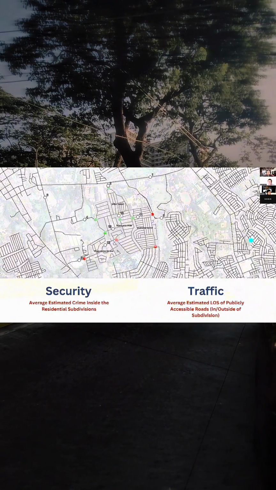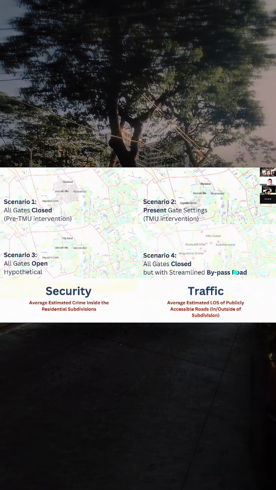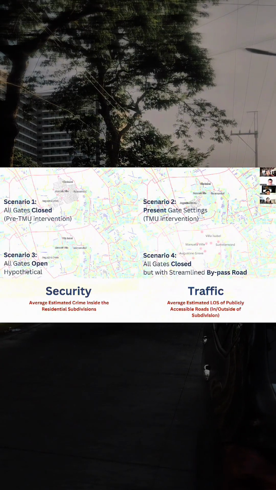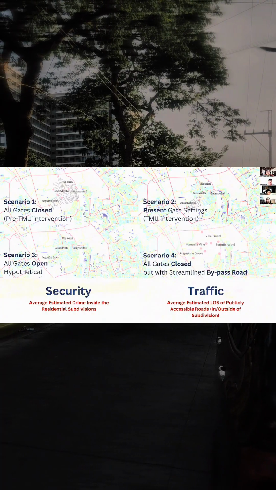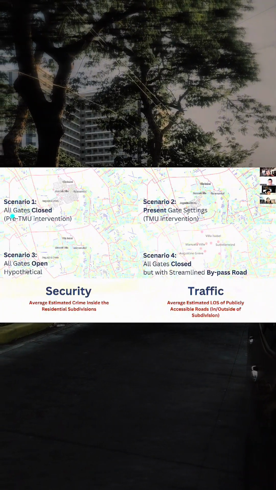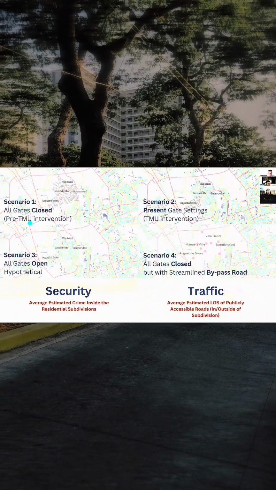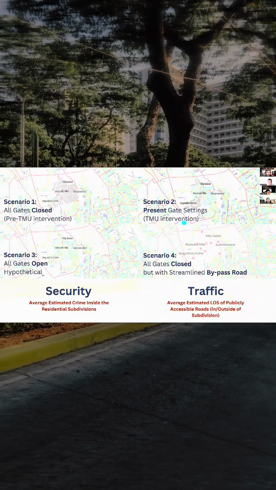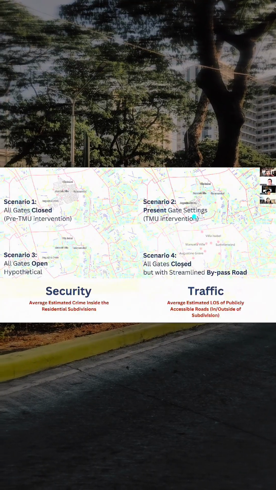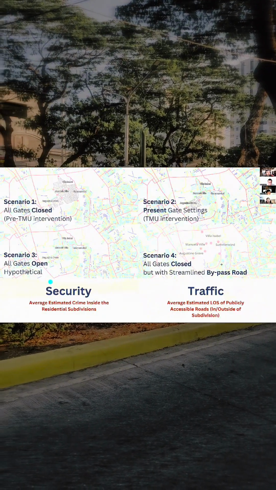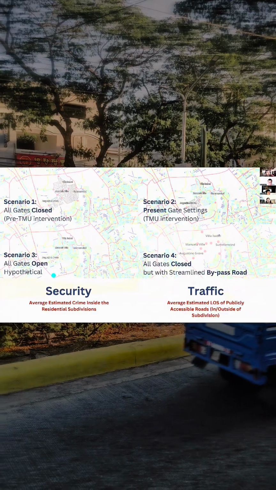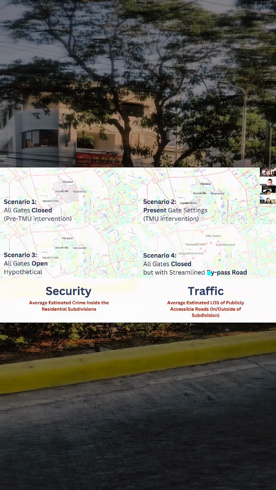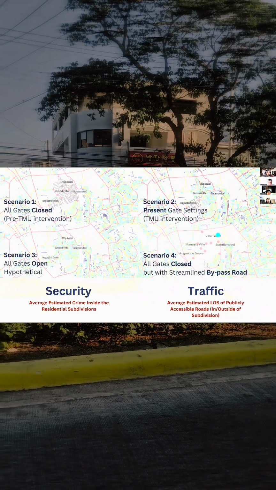First, the all gates closed scenario. This is the pre-intervention, before the local government enforced the pass-throughs inside the subdivision by the TMU, or the traffic management unit. And the present scenario, scenario 2, is they allowed pass-throughs, so that's the intervention. And scenario 3 is a hypothetical all gates open scenario. And scenario 4 is all gates closed, but we introduced a bypass road here.